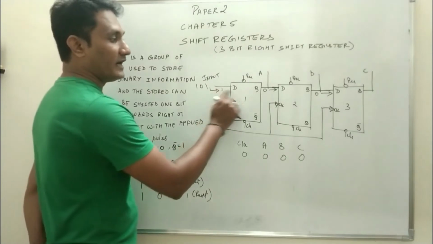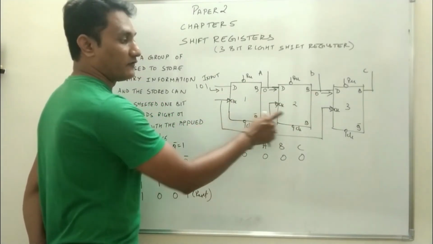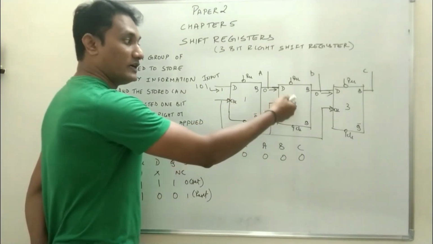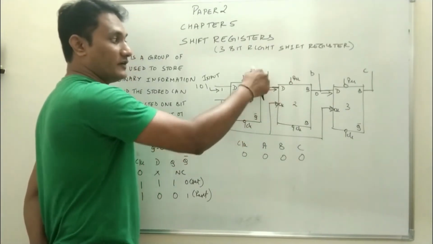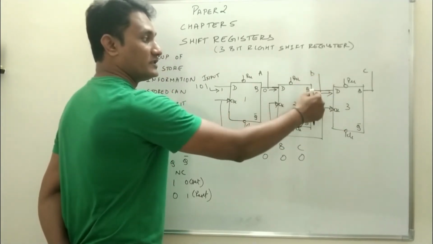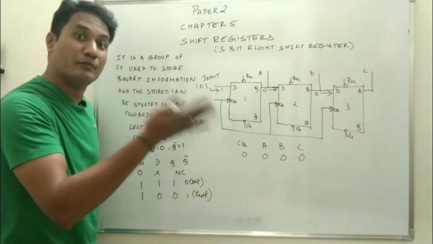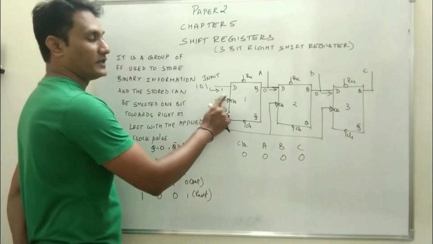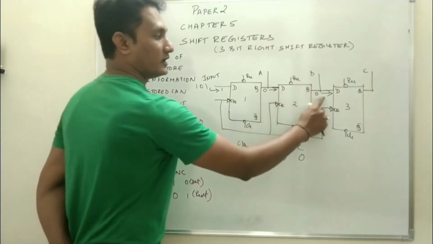See, I am predefining the inputs because the flip-flops will change their state at the same time. So the second flip-flop will depend upon the previous condition of A, which is 0. The third flip-flop will depend upon the previous condition of B, which is 0. Not after changing, but before changing the condition, that will be the input. So for the first flip-flop the input is 1, for the second 0, third is 0.